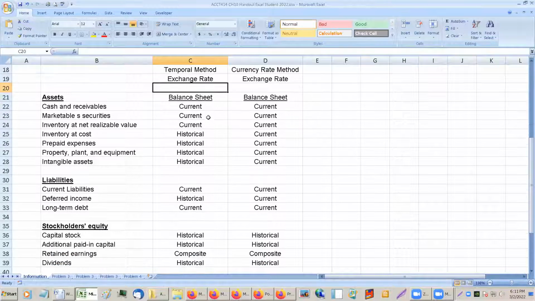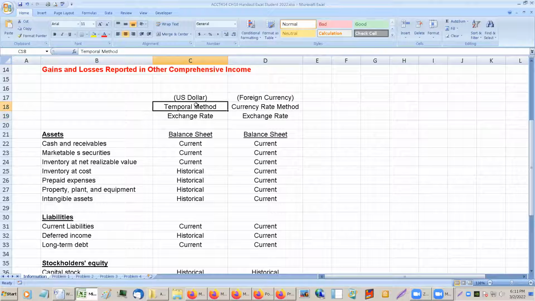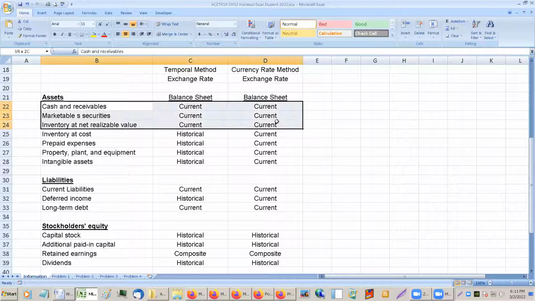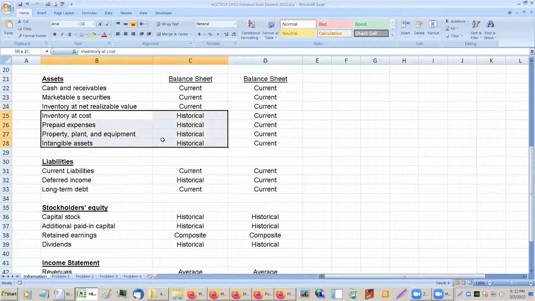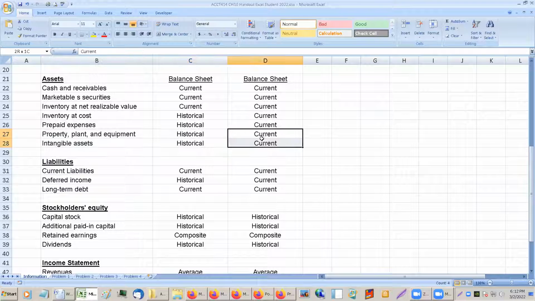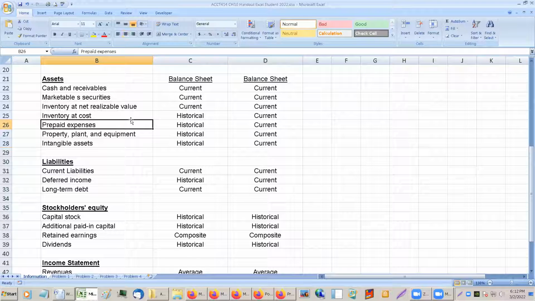Okay. All right. So a couple differences here. The US dollar one is called the temporal method. I'm not really sure how they came up with that name, but the temporal method is basically what they use. You'll generally find that for the most part, current assets are going to be valued at the current rate, whatever the current rate is on the balance sheet. Especially the longer term assets are going to be done at the historical rate if it's the temporal method, and at the current rate if it is the current method.